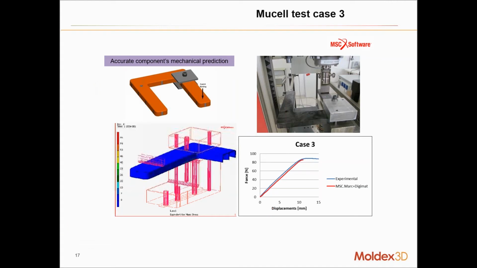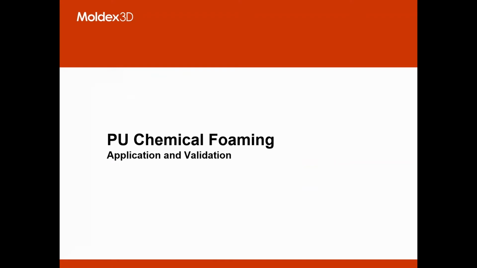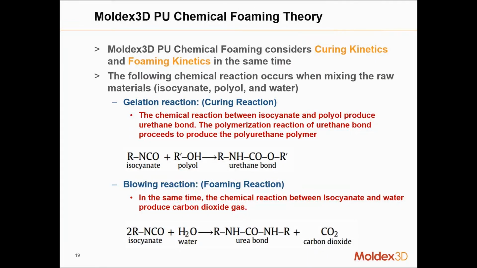Now, the next type of foaming I want to cover is polyurethane chemical foaming. When you talk about polyurethane chemical foaming, this is actually very different from any other types of foaming, be it physical or chemical. The biggest difference between this and MuCell that we saw in the previous example is, of course, this is chemical, which means there is intrinsic chemical reaction that is happening.